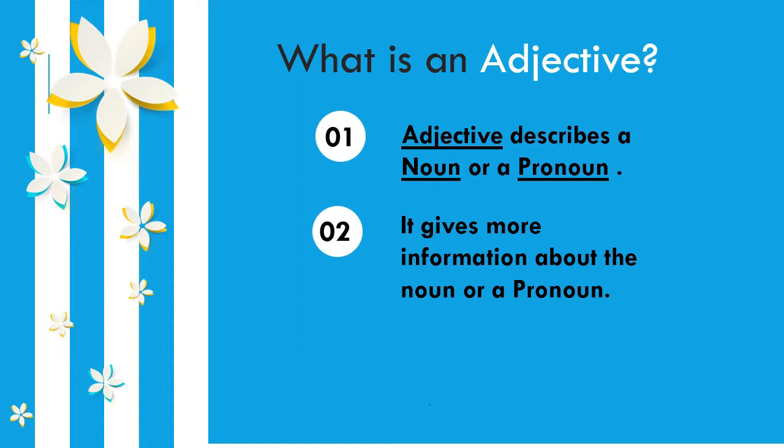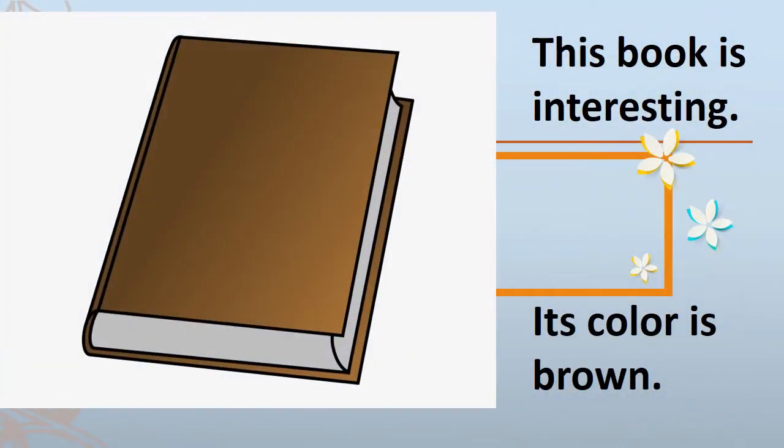It gives an opinion about a noun, tells us about its color, shape, size, age, condition, origin, and material from which it is made up of. Look at this book. If I say this book is interesting, its color is brown. So here, interesting and brown are the adjectives that are giving us more information about the noun, that is a book.